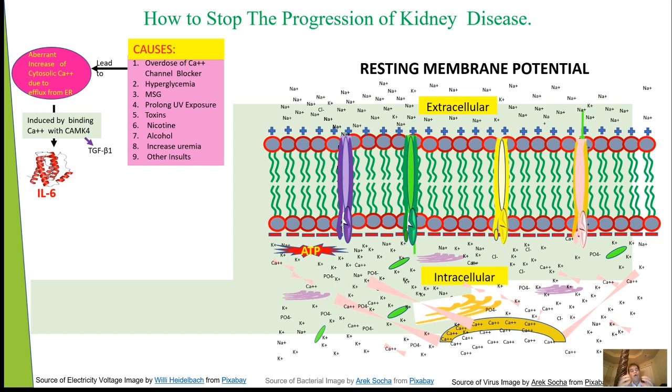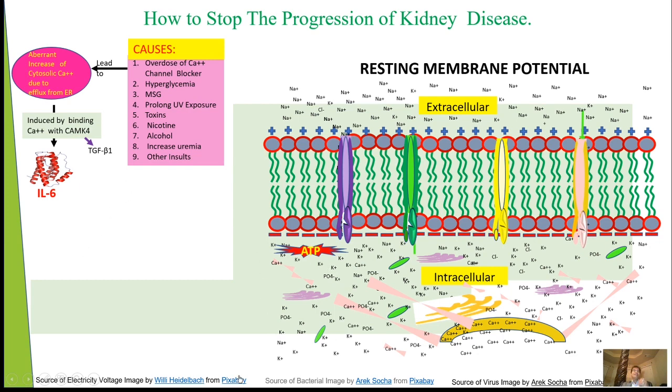The common denominator of almost all diseases like cancer, diabetes, and rheumatoid arthritis is an increased cytosolic calcium. Once the calcium is increased inside the cell, it will bind to a protein kinase called calcium calmodulin dependent protein kinase 4. It will also bind with other calmodulins like calmodulin 1, 2, but in this video I'm only focusing on calcium calmodulin dependent protein kinase 4, which after binding will produce a lot of pro-inflammatory cytokines.